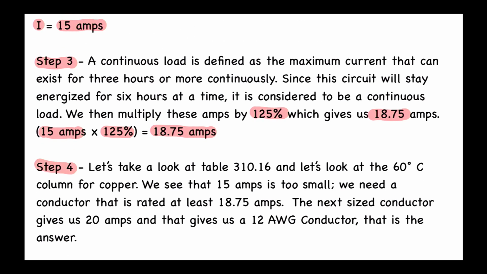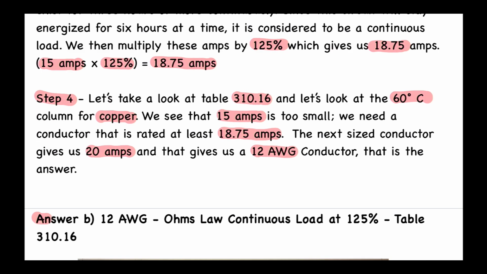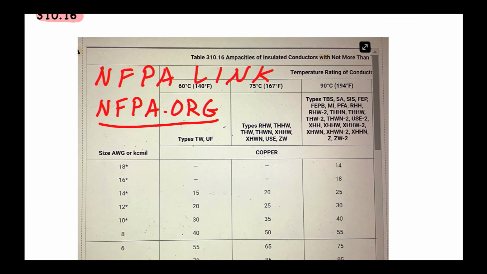Okay, step number 4. Let's take a look at Table 310.16, and let's look at the 60 degrees C column for copper. We see that 15 amps is too small. We need a conductor that is rated at least 18.75 amps. The next size conductor gives us 20 amps, and that gives us a 12 AWG conductor, and that is the answer. So the answer is going to be B, 12 AWG: Ohm's law, and that's a continuous load at 125%, Table 310.16. So let's take a look at Ohm's law and see what we got here.